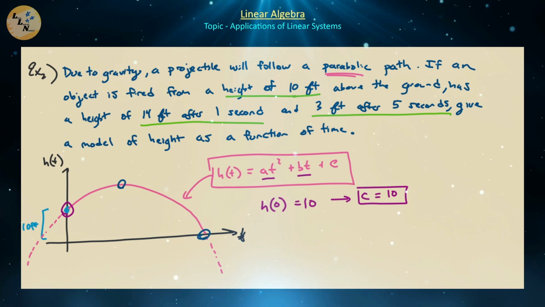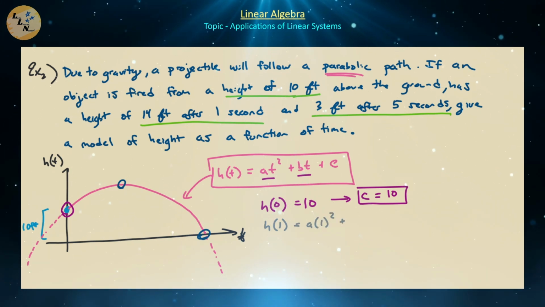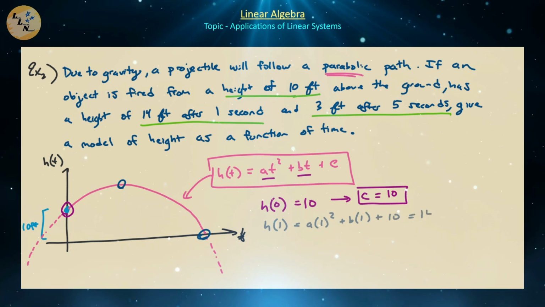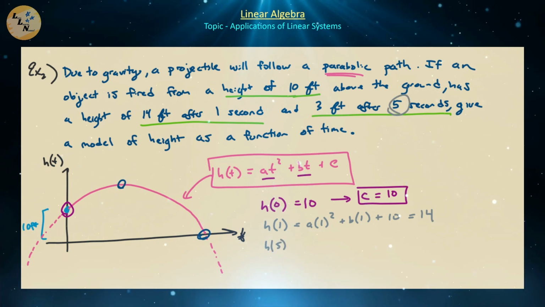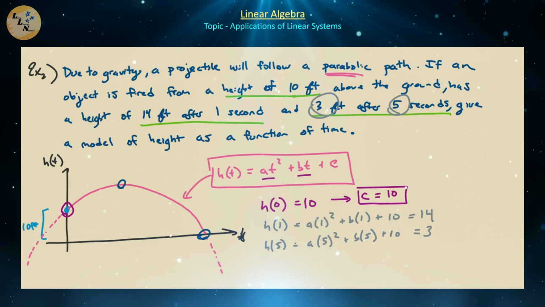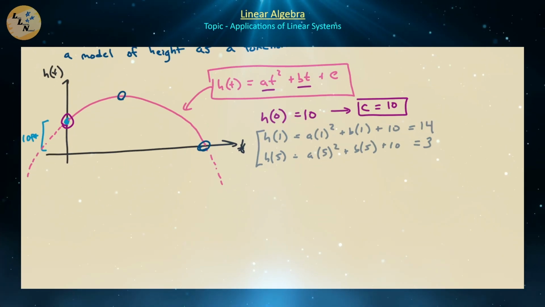So how are we going to do that? After 1 second, it has a height of 14. So h of 1 is going to be equal to a times 1 squared plus b times 1 plus c, which we know to be 10, and that height should come out to 14. And after 5 seconds, h of 5 is going to be equal to a times 5 squared plus b times 5 plus 10, and that's going to be equal to 3. Right? So those are two equations with two unknowns, in particular a and b, so we need to find them. We should be able to use linear algebra in order to generate those solutions.